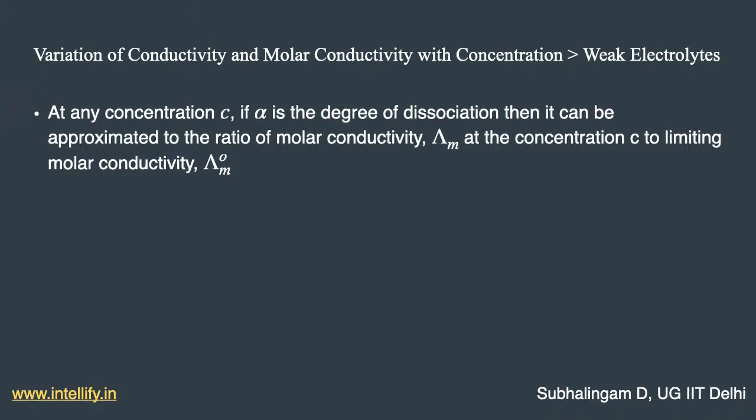At any concentration C, if alpha is the degree of dissociation, then it can be approximated to the ratio of molar conductivity lambda M at the concentration C to limiting molar conductivity lambda naught M. So we have alpha is equal to lambda M by lambda naught M. You must remember this.